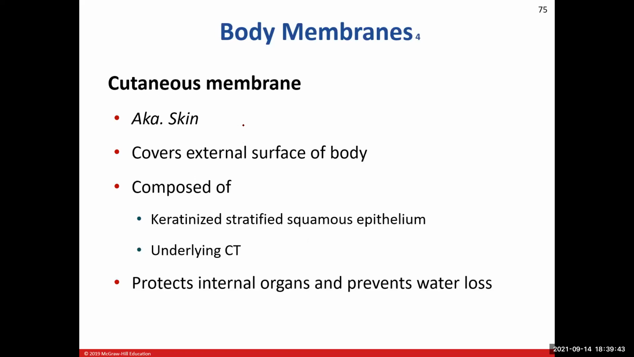All right, the third type of body membrane is the cutaneous membrane. We're going to talk about this in chapter 6 here soon, right? But that is our skin. Okay, so this is one of the body membranes that is going to cover the external surface of our body. Now, the cutaneous membrane is made up of that keratinized stratified squamous epithelium. So therefore, we should know by now that the keratinized epithelium is dead cells.